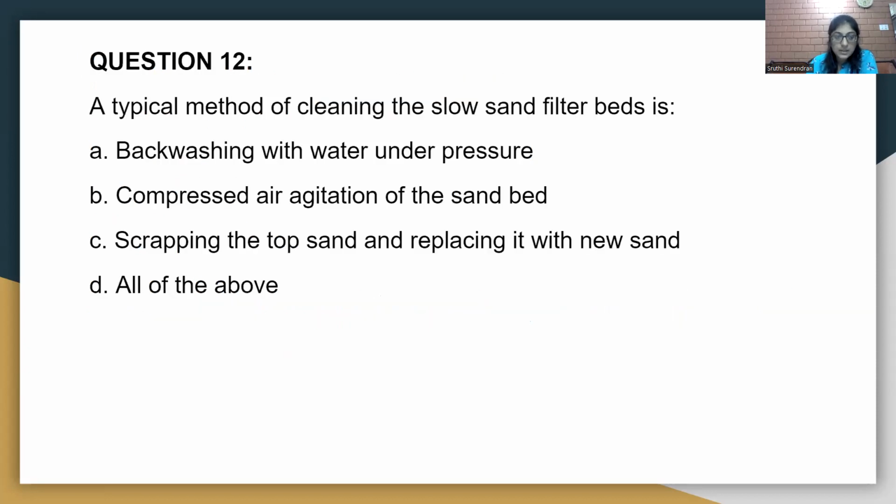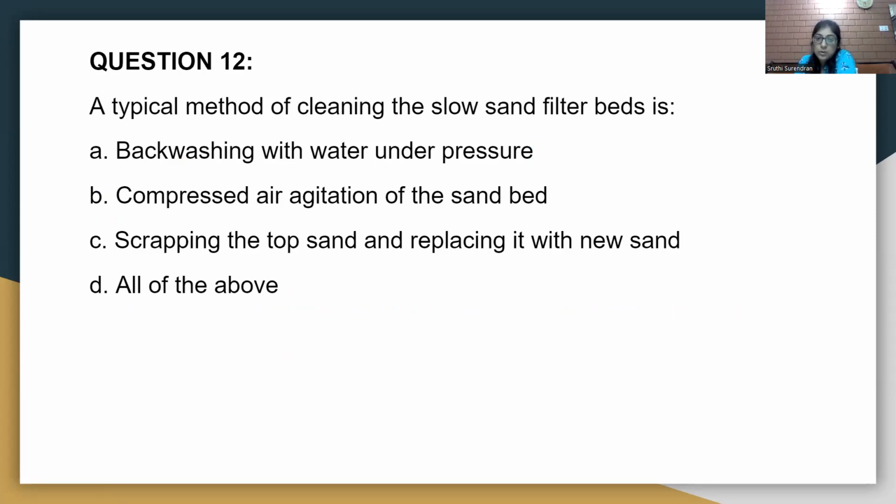Moving on to the 12th question. A typical method of cleaning the slow sand filter bed is, like I said, there are two to three types of filtration that you're learning: rapid sand filters, slow sand filters, and pressure filters. So all three of them have different design considerations. In case of slow sand filters, what is the method of cleaning that is adopted is the question over here.